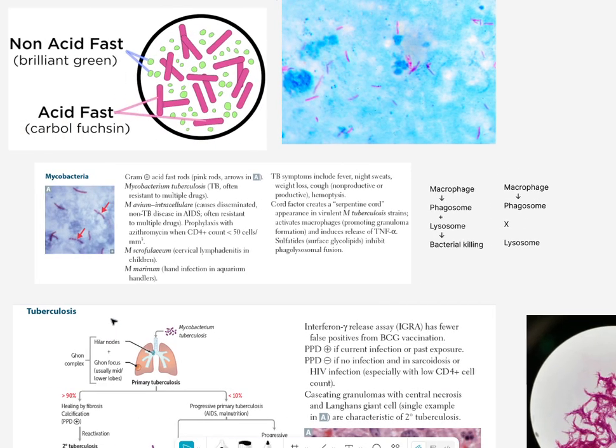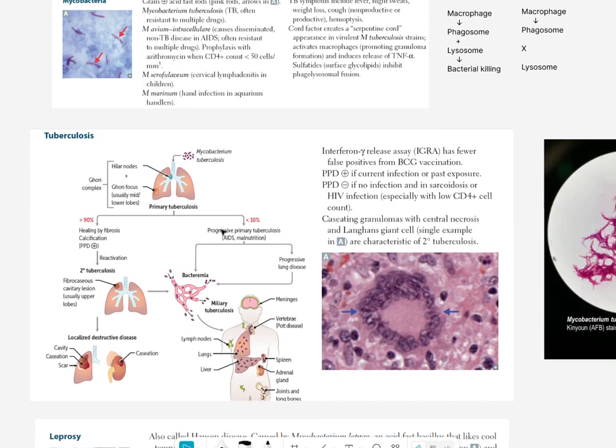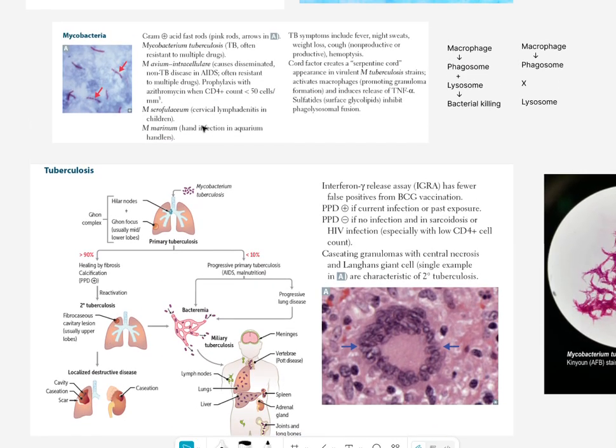Transmission of TB happens through coughing, via airborne droplets. A patient coughs, another patient inhales those droplets, and the alveoli get infected. This is primary tuberculosis, which happens at the first exposure, usually in the lower or middle lung zones. Macrophages engulf these bacilli, and the immune system forms the Ghon focus, a subpleural lesion. The Ghon focus plus the involved hilar nodes is called the Ghon complex.